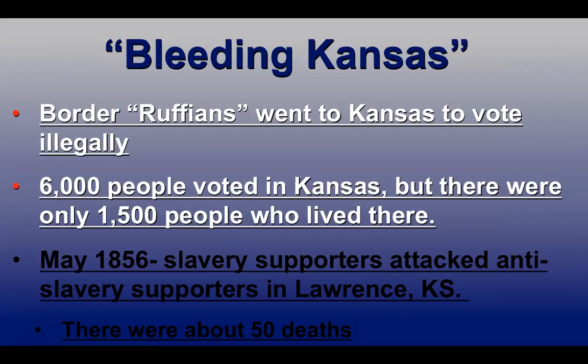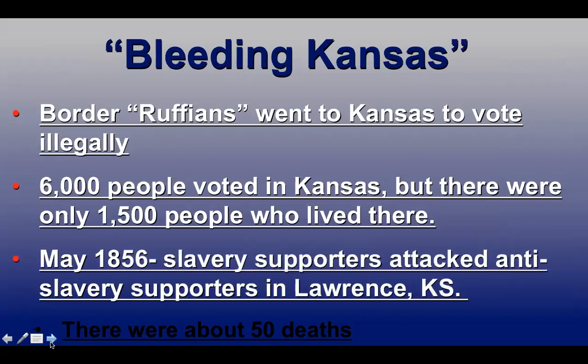You have 6,000 people who voted, but only 1,500 people who can actually legally vote. Well, that's where those border ruffians have come in. So what ends up happening is Kansas does become a slave state. And like I said, in May of 1856, you have slavery supporters attack anti-slavery supporters in Kansas.